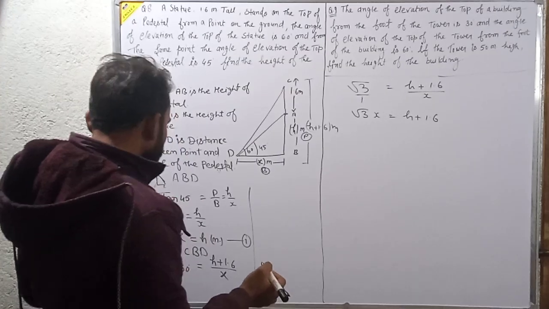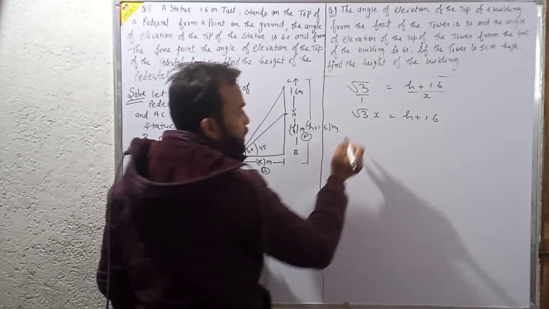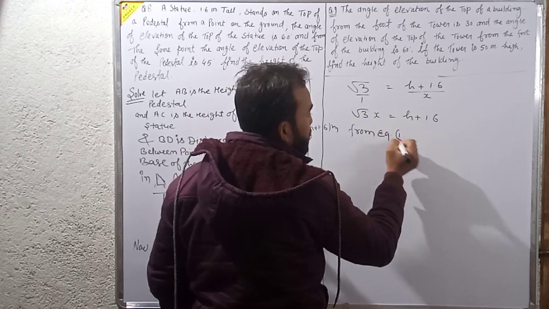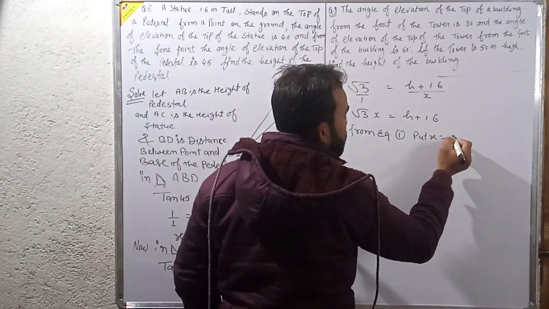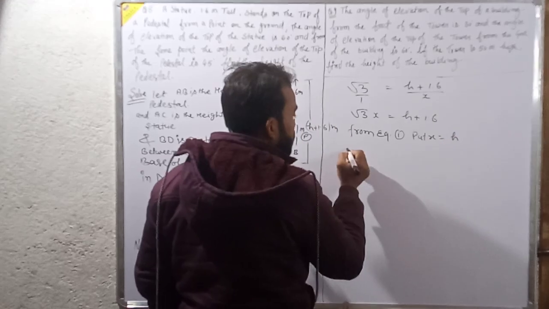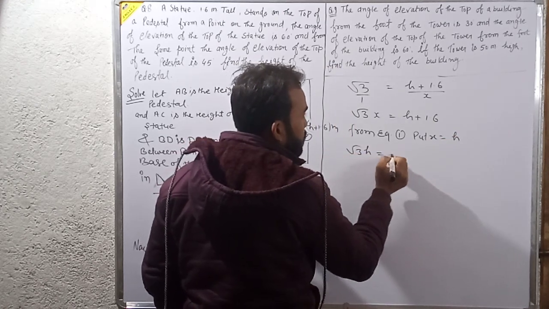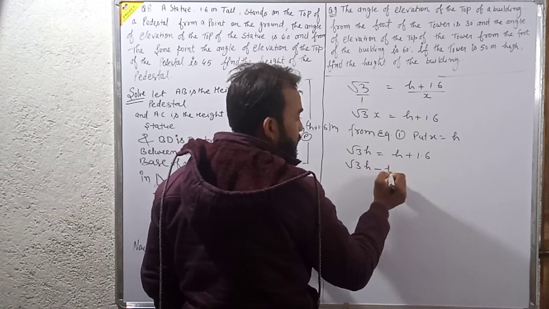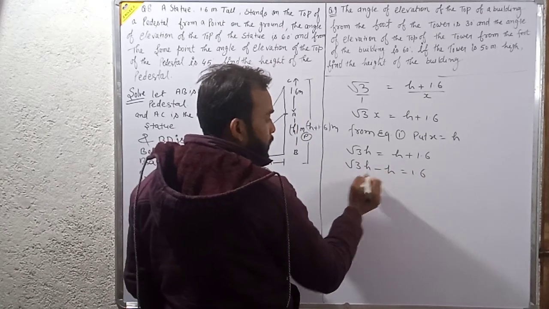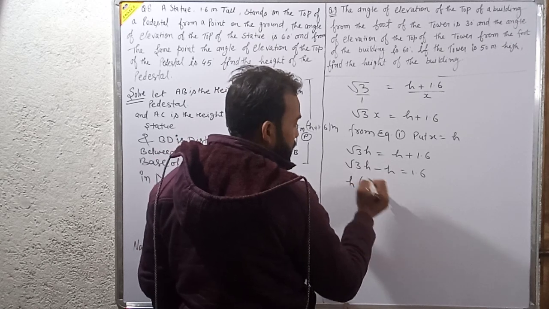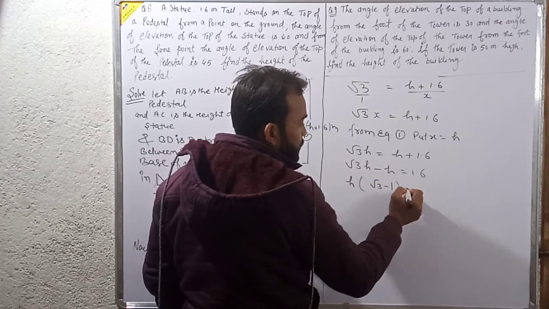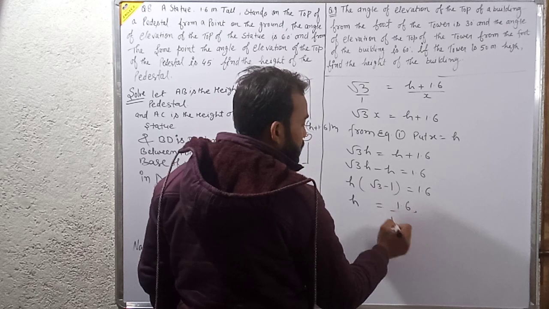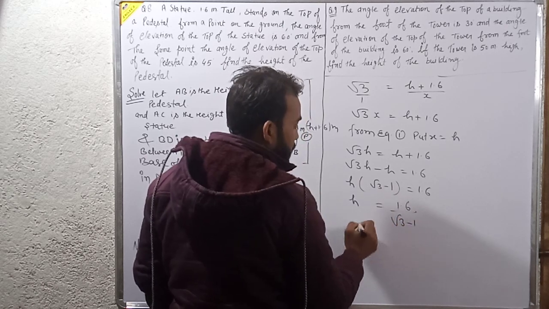We have X is equal to H from equation 1, so we put X is equal to H. So root 3 H is equal to H plus 1.6. Root 3 H minus H is equal to 1.6. H common, root 3 minus 1 into H is equal to 1.6. H is equal to 1.6 upon root 3 minus 1.